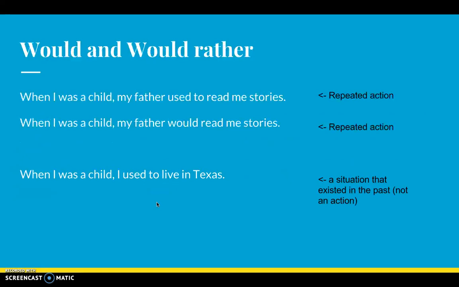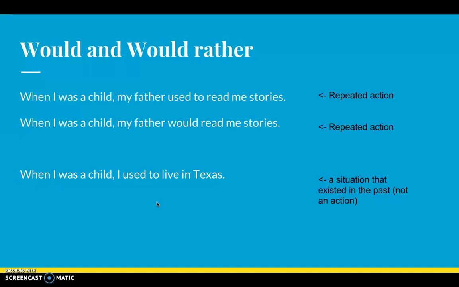Now we're going to talk about would and would rather. When I was a child, my father used to read me stories. When I was a child, my father would read me stories. Both of these sentences reflect repeated actions in the past. Every night he used to read me stories about princesses and dragons, or every night he would read me stories. He would read me stories about princesses and dragons, whatever. Both of these sentences are essentially the same.